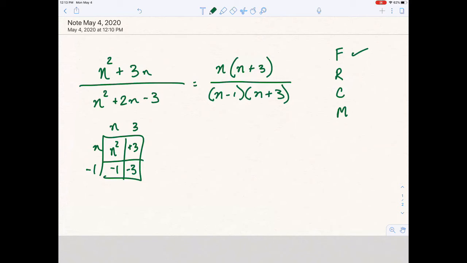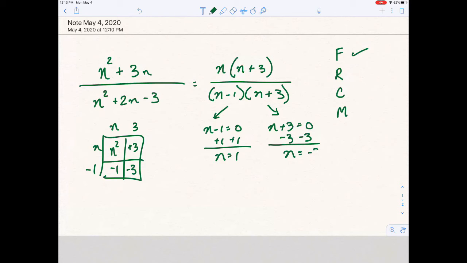Now let's go ahead and talk about restrictions. There are two restrictions. The first one will come off of the first piece of the denominator, and the second one will come off the second piece of the denominator. So we have two restrictions. N is not allowed to be 1 or negative 3, right? I have to check both of those things.